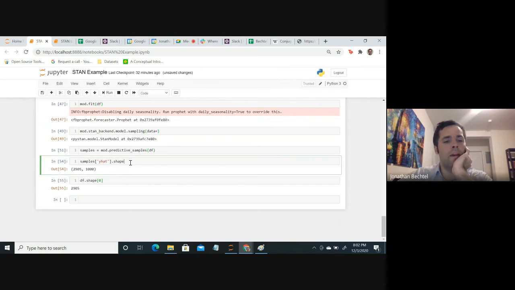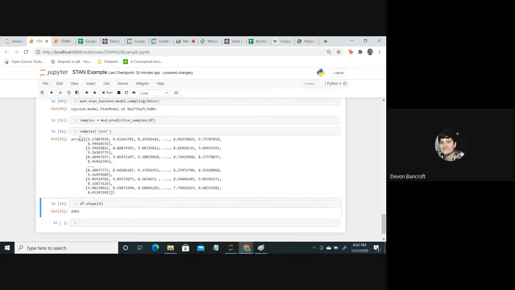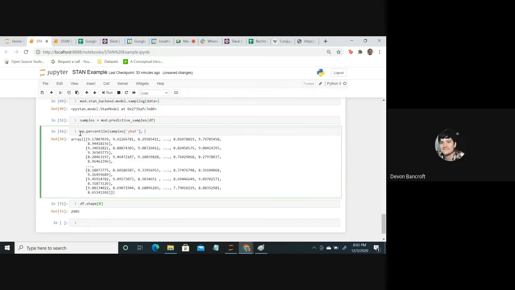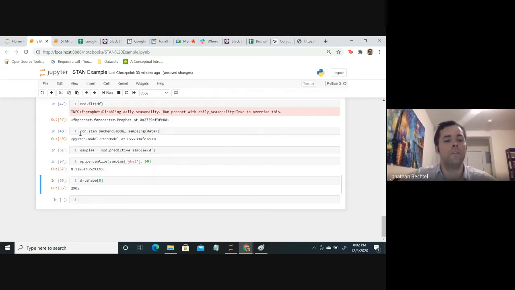And then the idea is, if you take the 50th percentile of each of these, that's basically your final prediction. I think that gives us the correct answer. I'd want to set this up a slightly different way, but that's basically it.